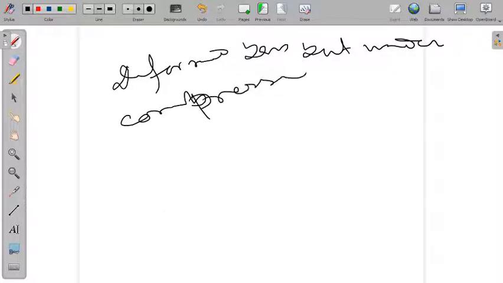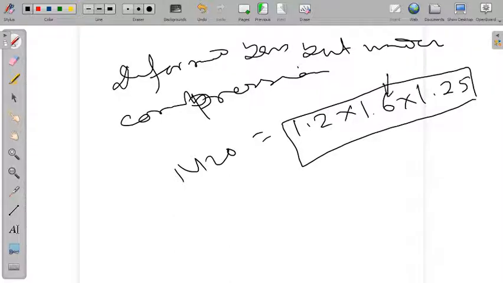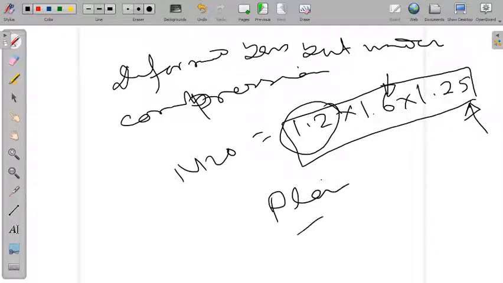Okay, deformed bars under compression, then for M20 grade of concrete, the bond stress will be 1.2 into 1.6 into 1.25. Remember it. Why? This 1.6, 60% extra, is for deformed bars, and this 25% extra is for compression reinforcement. Our basic value is this. So this value is for what? For plain bars under tension. So this is how we can refer to the code book to find out the bond stress value.